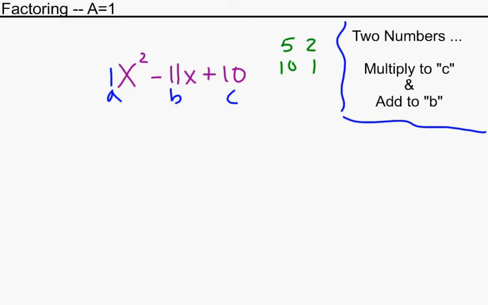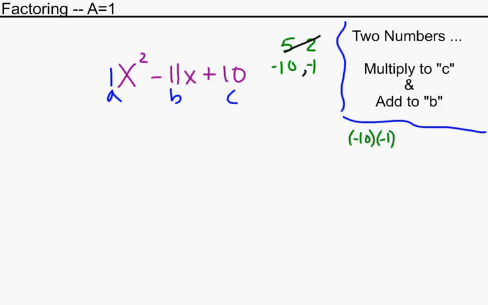But there's nothing else. So I think, is there any way to add and subtract 5 and 2 in order to get 11? No. Is there any way I could add and subtract 10 and 1 to get an 11? Yes. So I have to think a little bit more about this. If they multiply to a positive but add to a negative, well, anything that multiplies to a positive has the same sign. So they're either both positive or both negative. In this case, I'm going to think that they're both negative. So I'm going to try it out quick.